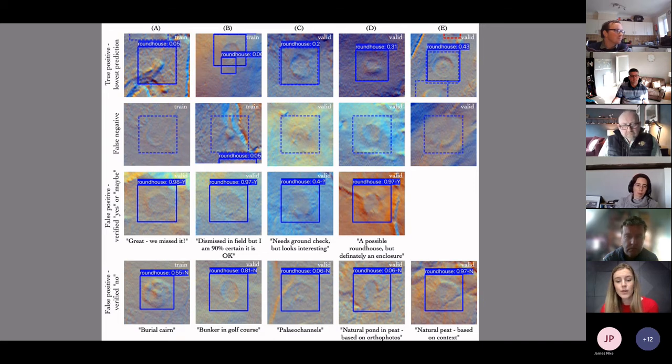And then the lowest row is where the AI found things that were actually not roundhouses. An interesting burial cairn was found by the AI with very high confidence, but definitely not a roundhouse, just another interesting object. Another thing is the golf bunker, which is really annoying to us because there are many of them in golf courses. So we now disregard golf courses in our results, because we find them a lot. They are a nice circular shape and made by humans, but not interesting to us.